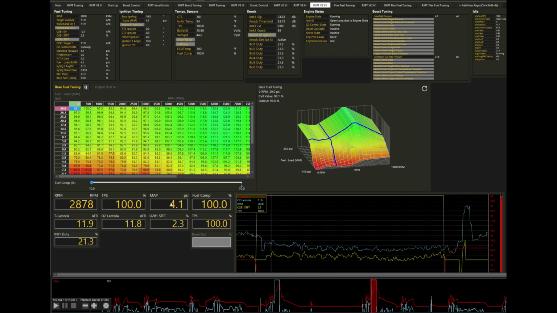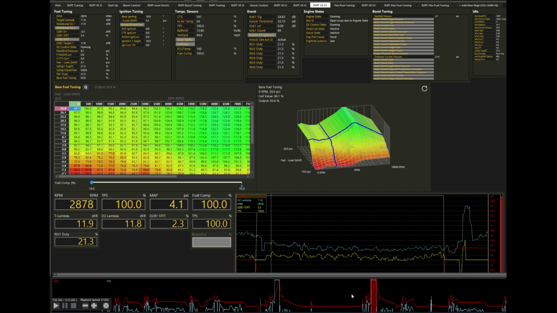This is boost or vacuum, fuel compensation, which is something interesting we want to talk about here. Target lambda, O2, the actual AFR, short-term fuel trim, throttle position looks like we got in here twice, and then injector duty cycle, which is going to be important for us to look at.